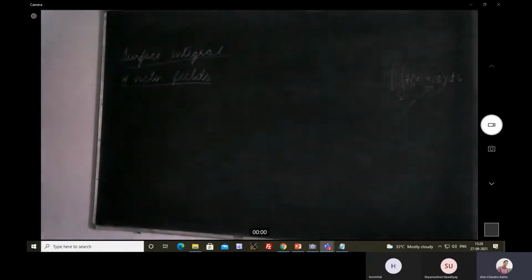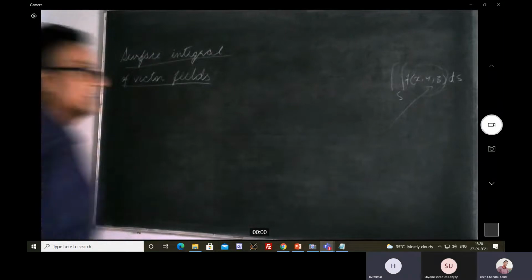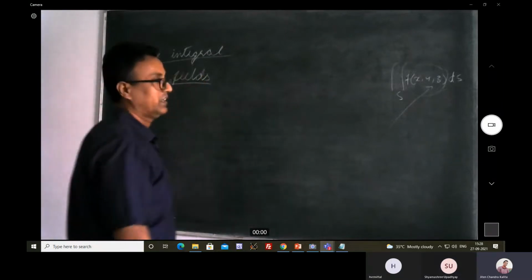I think the power has gone. The screen has gone black. Yeah, because the power has gone here, but my computer is still on because it is attached to some UPS. Okay, I think it is visible a bit now, right? It's fine. Okay, fine.